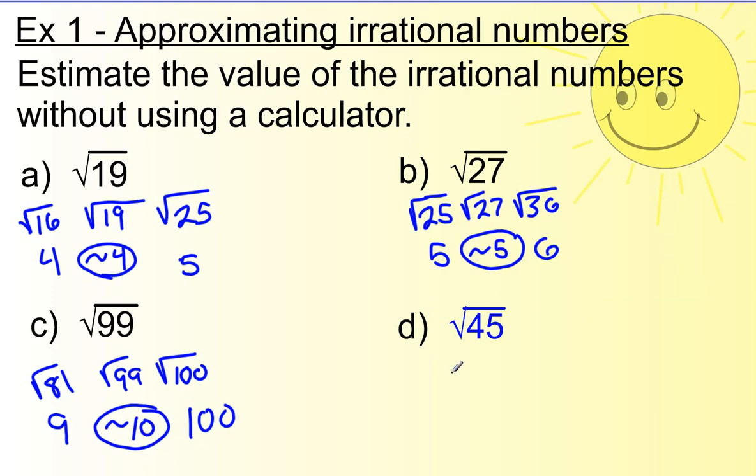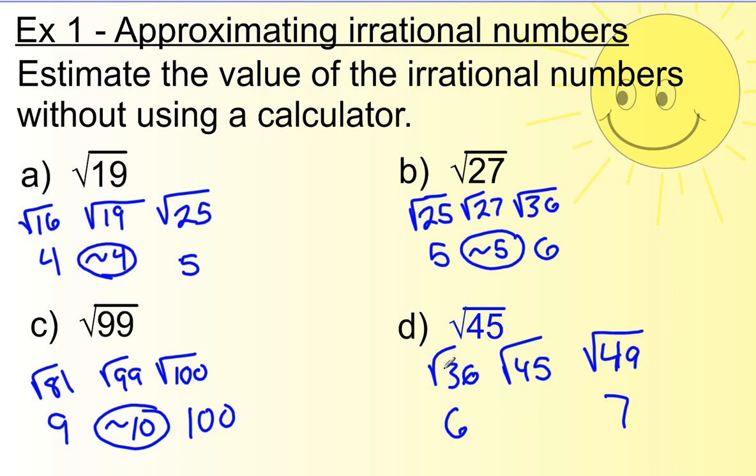Okay, so square root of 36, square root of 45, and square root of 49. I hate when it does that. So, let's see here. Square root of 36 is 6. Square root of 49 is 7. So the square root of 45 is someplace between these two. So it's 6 point something.